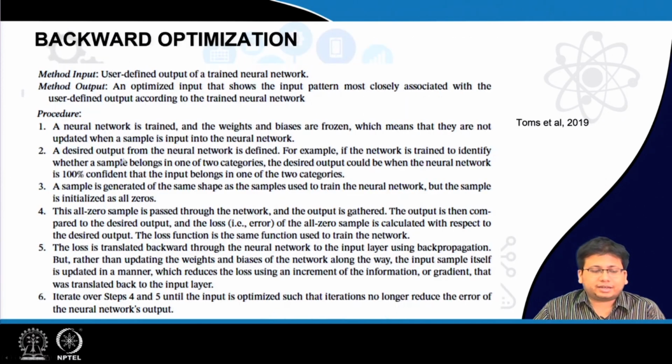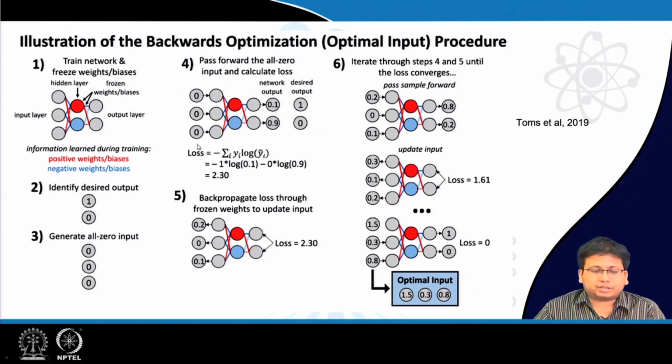As discussed here, we start with the all zero sample. This is the all zero sample, provided as the input. All the calculations take place, and let us say we find the output values come to 0.1 and 0.9, which is of course very different from 1 and 0. So we calculate the loss function. Since this is a classification problem, the loss function is probably the cross entropy loss function. This is a probability distribution over the classes, and this is the desired probability distribution. Two probability distributions can be compared using the cross entropy. So we get the loss value of 2.3.